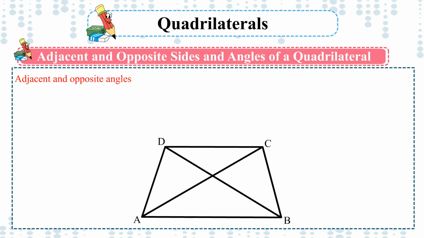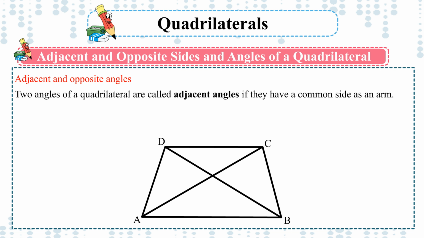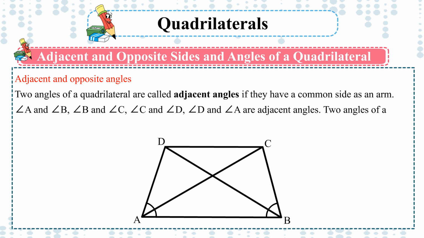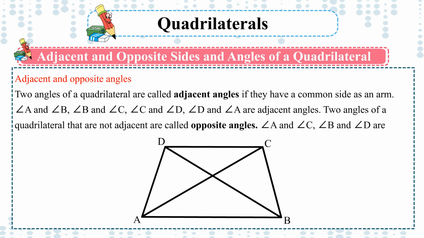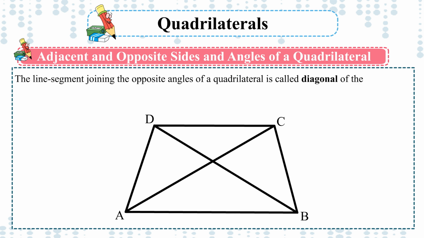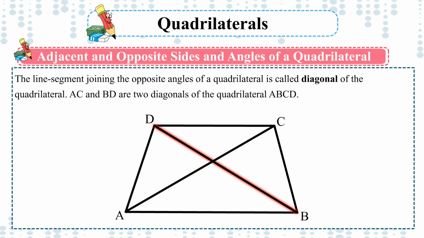Adjacent and opposite angles. Two angles of a quadrilateral are called adjacent angles if they have a common side as an arm. Angle A and angle B, angle B and angle C, angle C and angle D, and angle D and angle A are adjacent. Two angles of a quadrilateral that are not adjacent are called opposite angles. Angle A and angle C, angle B and angle D are opposite angles. The line segment joining the opposite angles of a quadrilateral is called a diagonal of the quadrilateral. AC and BD are two diagonals of the quadrilateral ABCD.